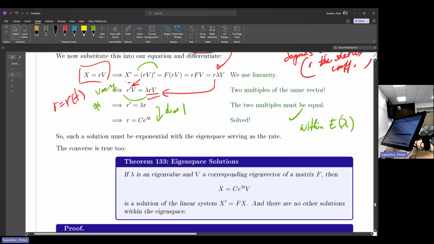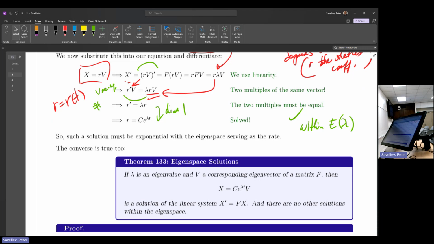Okay, so that's the summary. Lambda is an eigenvalue, v is the corresponding eigenvector. Then we have a solution. We haven't found all the solutions, but in that particular direction the solution has been found, and it is exponential. Okay, there are no other solutions within that eigenspace, because why? It's the easy way to explain that there are no other solutions. In one word.